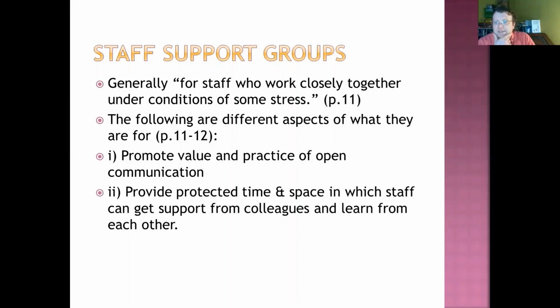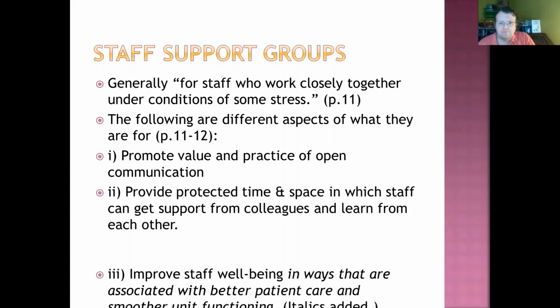And then we have the idea that it provides a protected time and space in which staff can get support from colleagues and learn from each other. So we might be able to share some of the difficulties, not feel quite so alone, finding out that other people maybe have actually struggled in similar ways to ourselves, and also to give each other suggestions for how we might work more effectively.